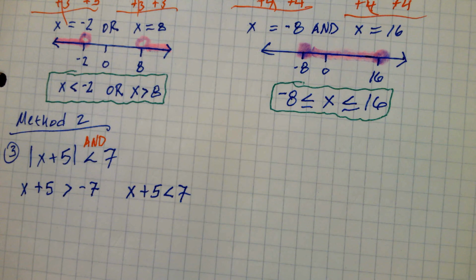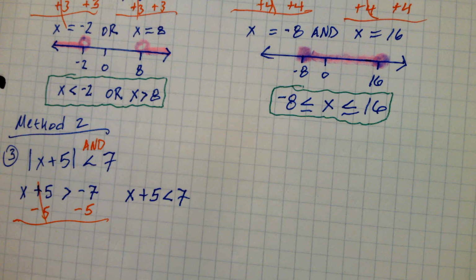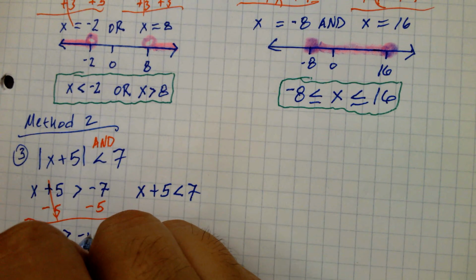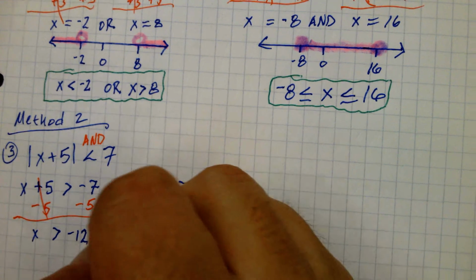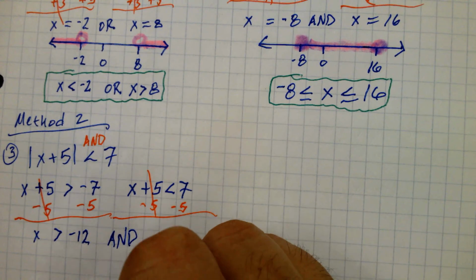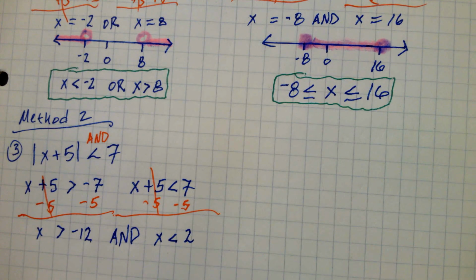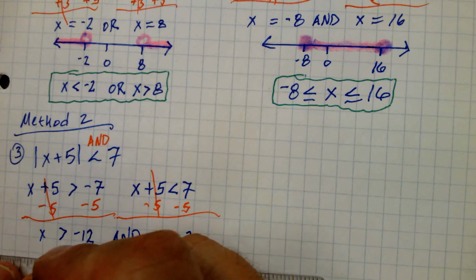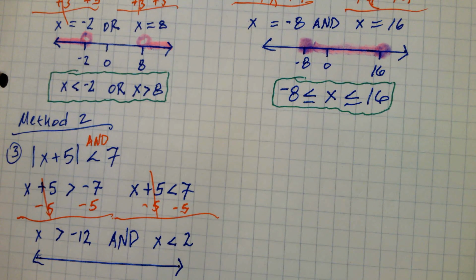Here we go. Let's get rid of 5. We get x is greater than negative 12. And now we'll solve the other one. X is less than 2. And then we just graph this type of inequality. Okay, here we go. We want all the numbers that are greater than negative 12 and less than 2.